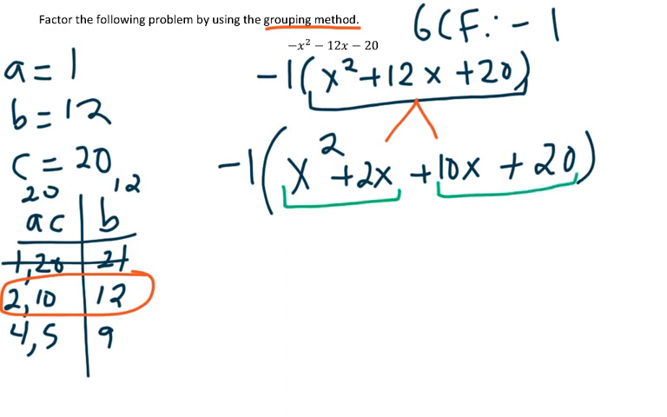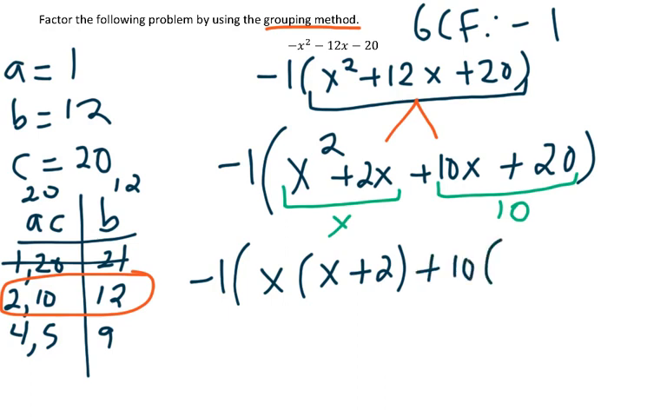Now look, what do the first two terms have in common? What do the second two terms have in common? So I know that the first two terms have an x in common, and the second two terms look to have a 10 in common. So again, this -1, he's just going to be at the front in the answer. So I factor out my x. What I'm left with is x plus 2.